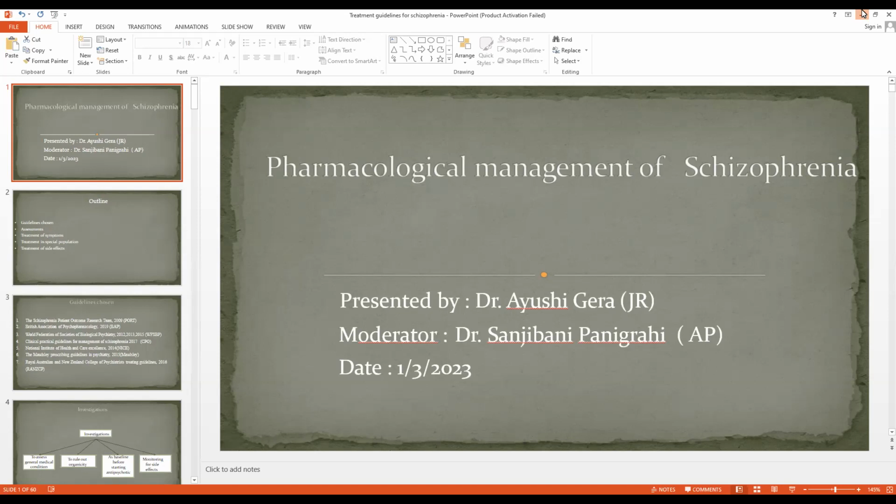For tardive dyskinesia, switch to clozapine. VMAT2 inhibitors like tetrabenazine, valbenazine, deutetrabenazine, and pyridoxine, vitamin E, amantadine, and ginkgo biloba have also proven to show effect.